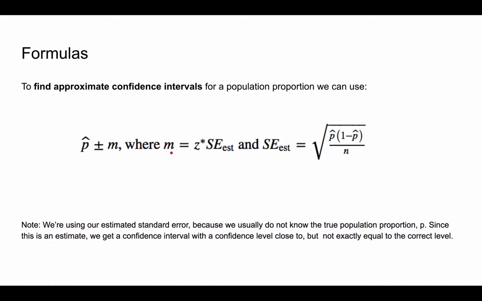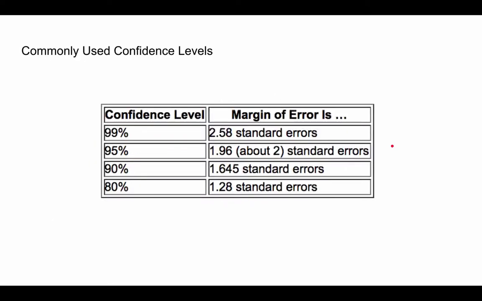our margin of error. We find that by multiplying z star times the standard error estimate, where z star we find in a table that you can find in the book, or I'm going to show you on this video, and then standard error estimate is given by this formula here. So just as a note, we use our standard error estimate. In other words, we use this formula with p hat instead of p usually because we don't typically know what p is.